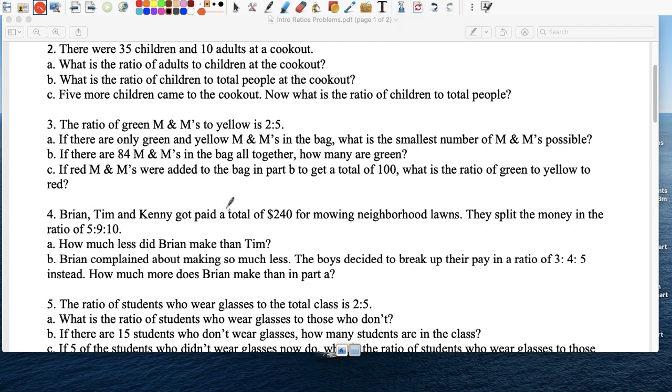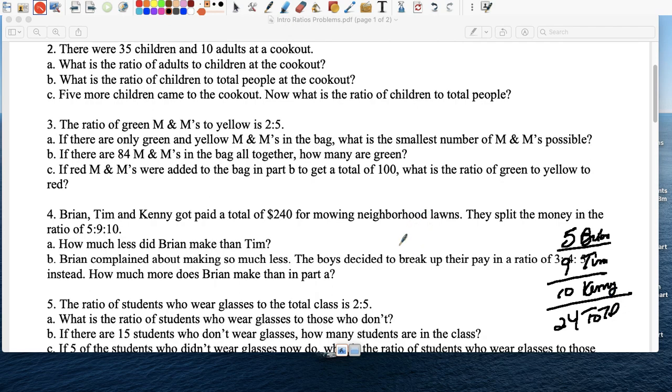Brian, Tim, and Candy got paid a total of $240 for mowing neighborhood lawns. They split the money in the ratio of 5 to 9 to 10. So that means that for every $5 that Brian got, Timmy got 9, and Candy got 10. All right, so let's see what the total is. The total here is 10, 9, and 5, which is 24.